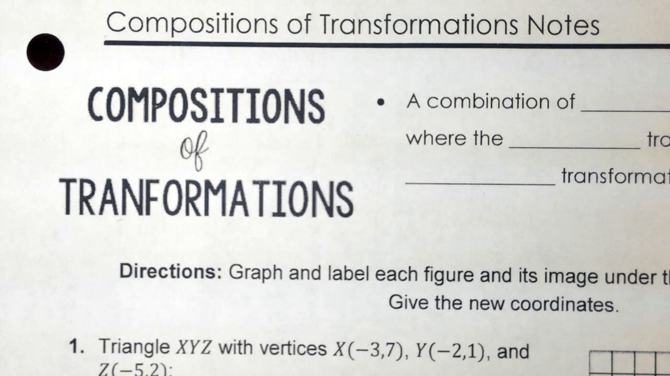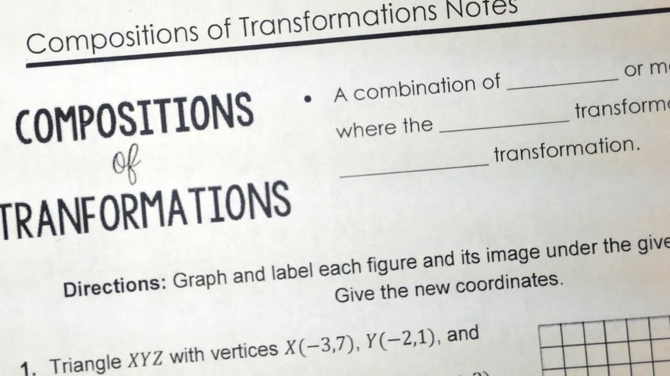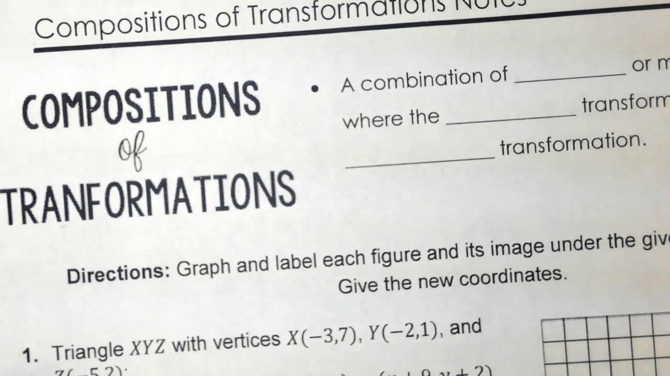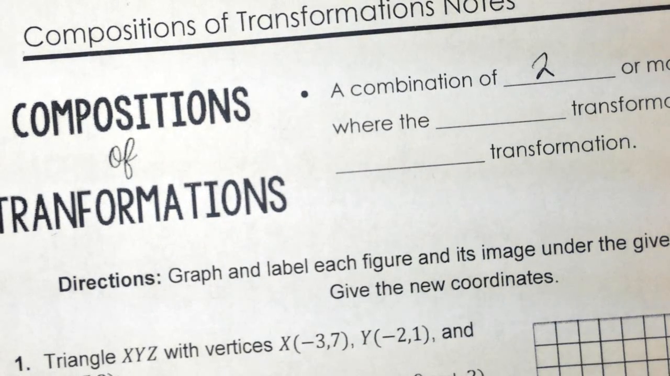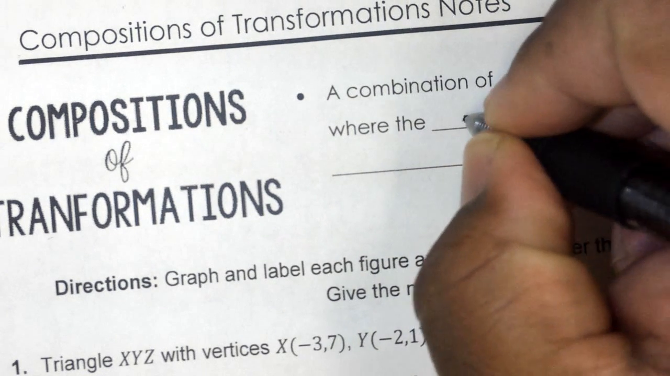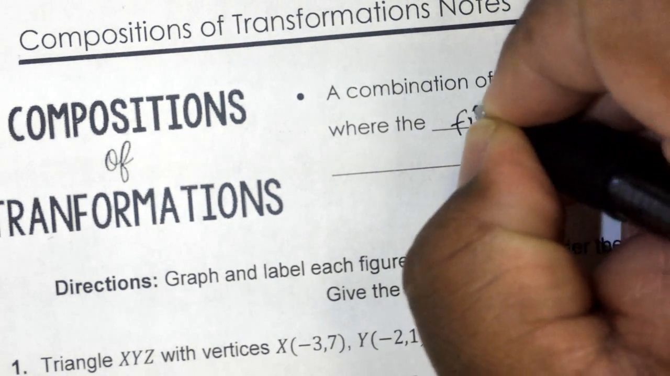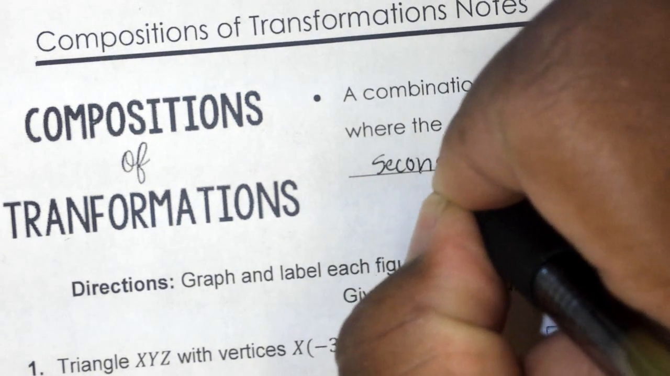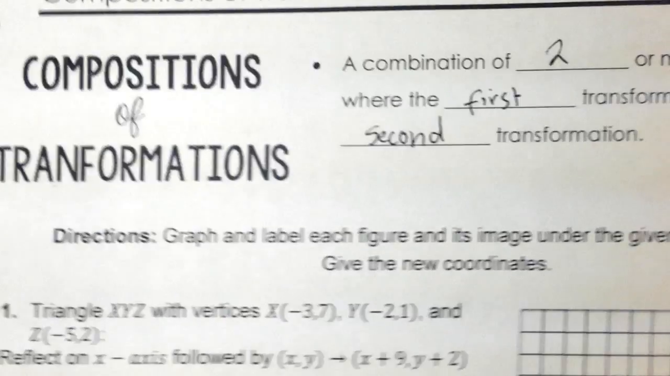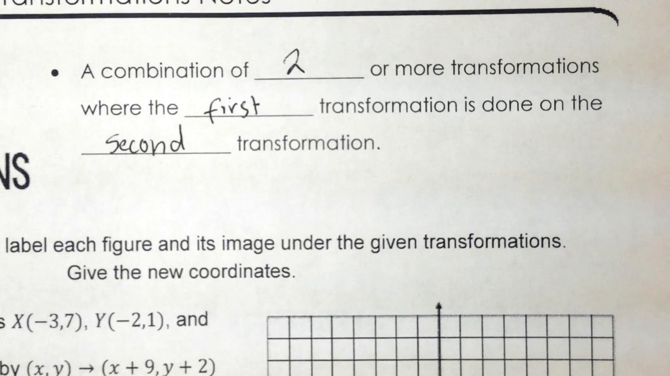Alright, so this is composition of transformations notes. Compositions of transformations are a combination of two or more transformations where the first transformation, excuse me, let me say this correctly, is done on the second transformation. Two first, second. And that's pretty much it for the stuff you gotta fill in.